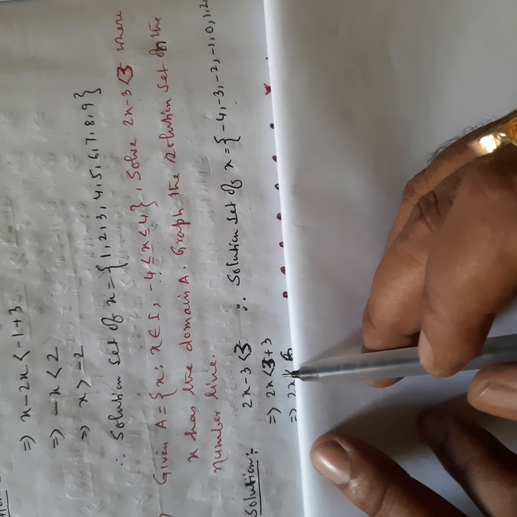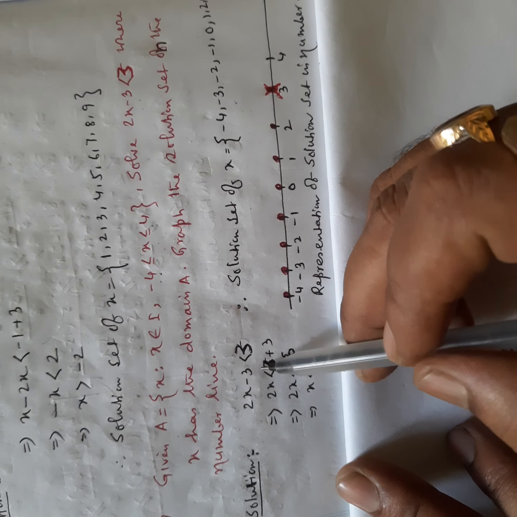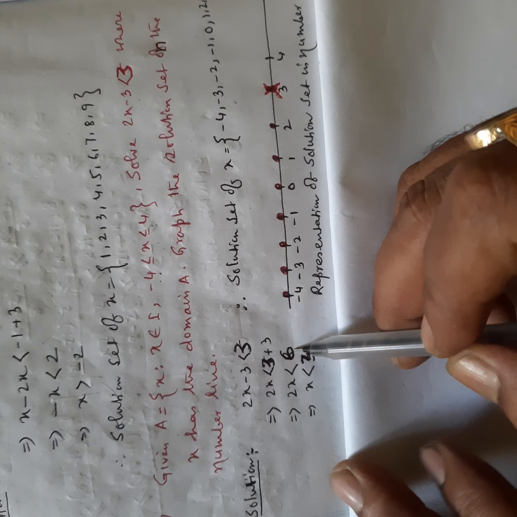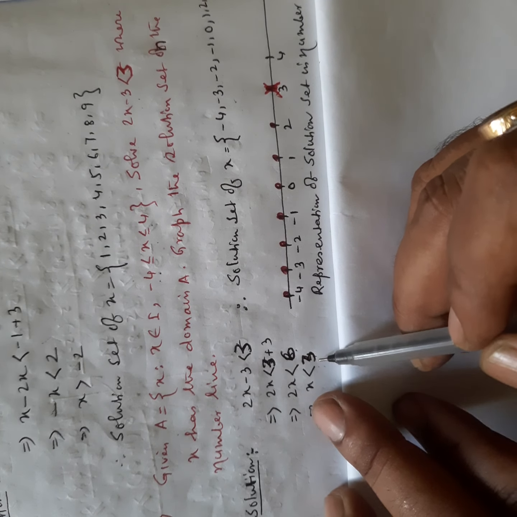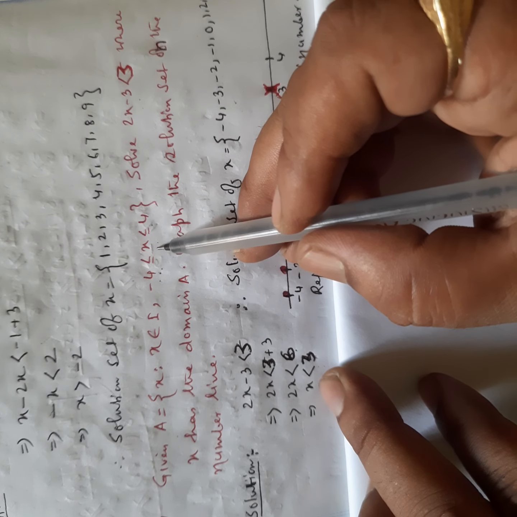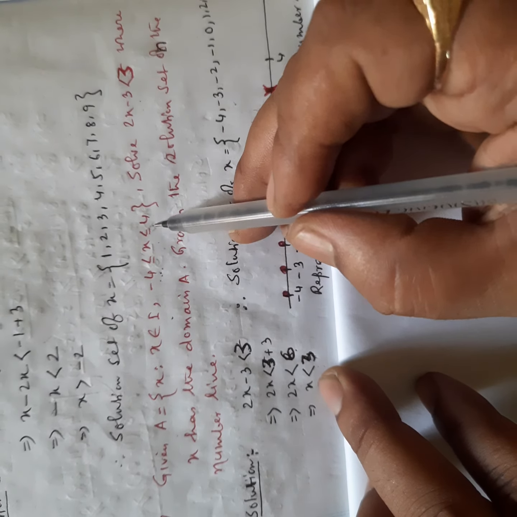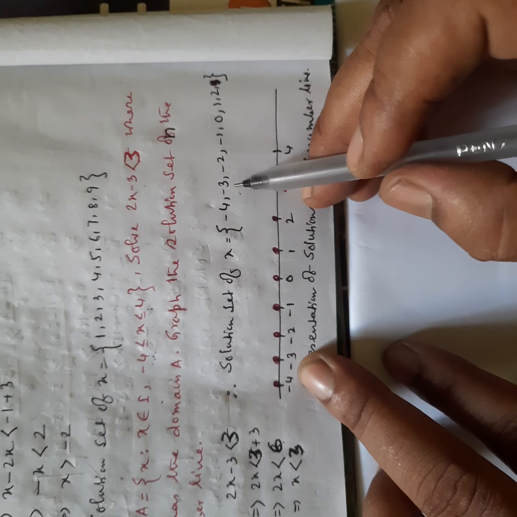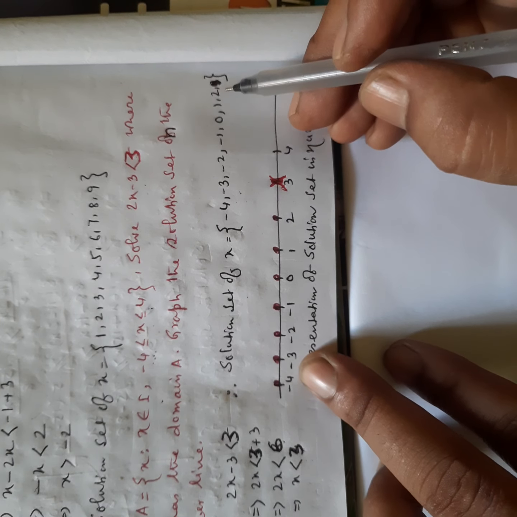Consider the inequation 2x - 3 < 3. This implies that 2x < 3 + 3. This implies that 2x < 6. This implies that x < 3. And given the condition that x belongs to the integer set and x lies between -4 and 4, the solution set of x equals -4, -3, -2, -1, 0, 1, 2.